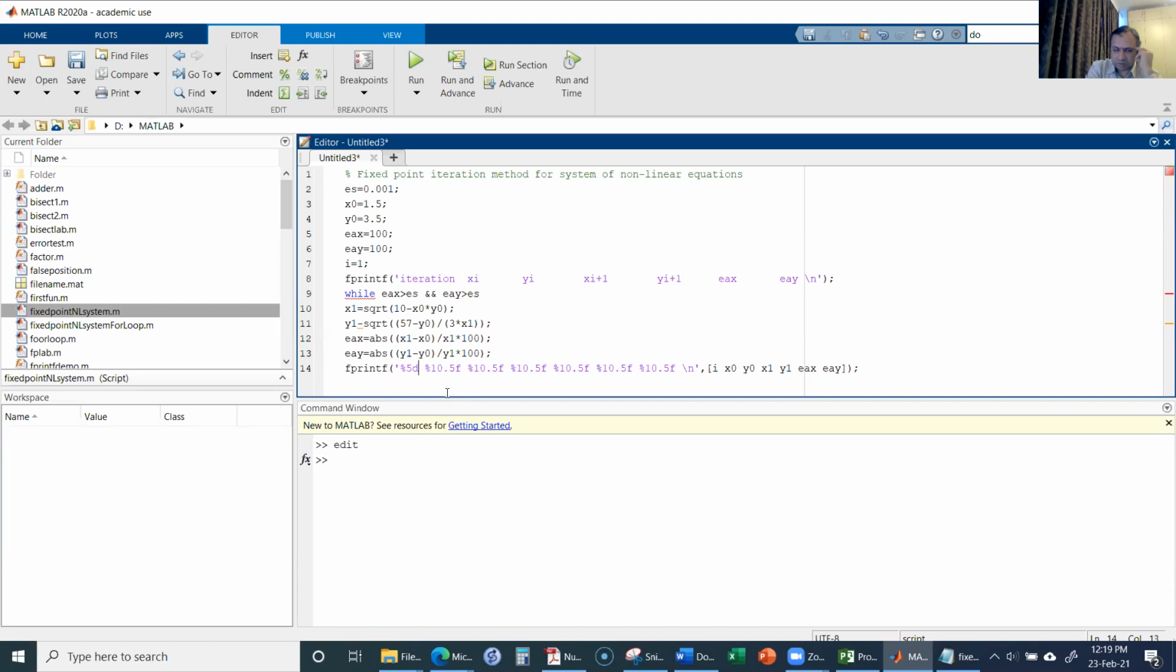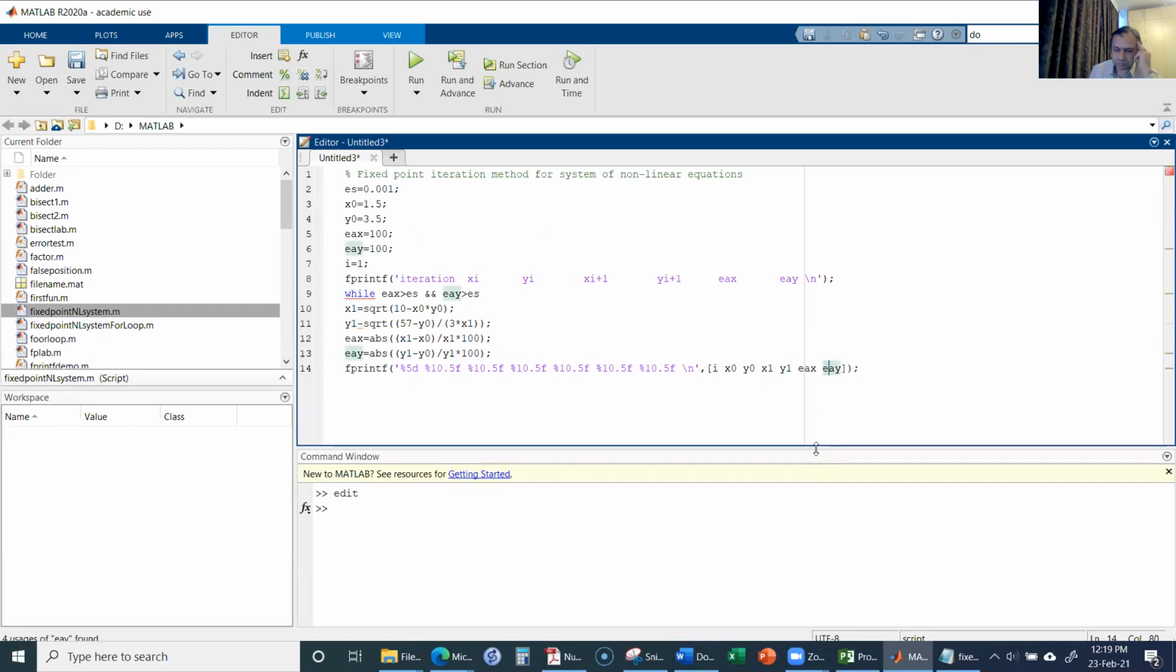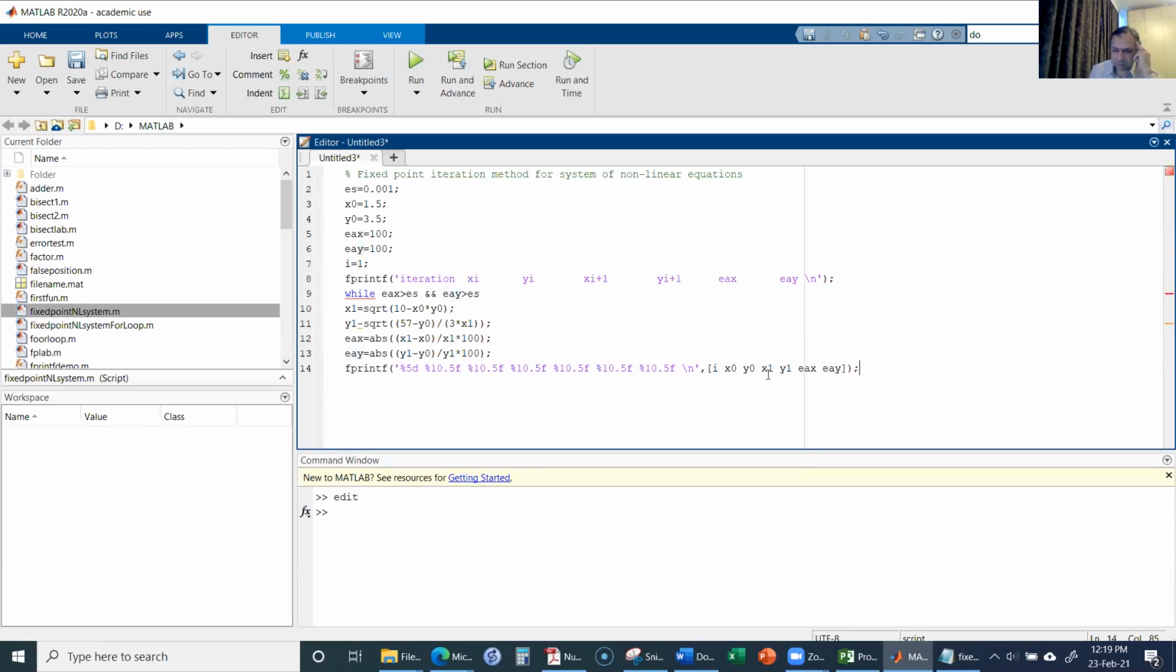Okay, and then I will put these percent codes over here. And remember that for the iteration, it is an integer, then xi, yi, xi plus 1, yi plus 1, eax, eay, and then slash n. Okay. Right. But here I think these values in the brackets are important.